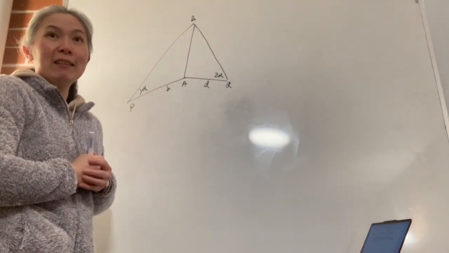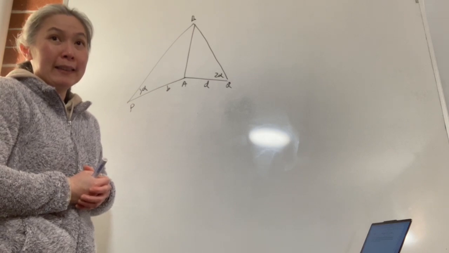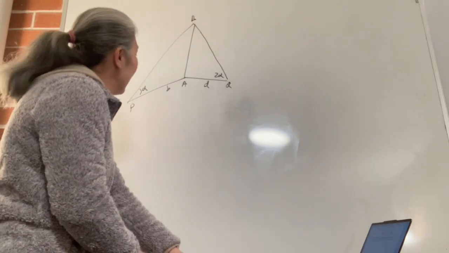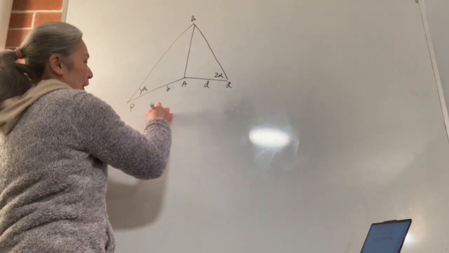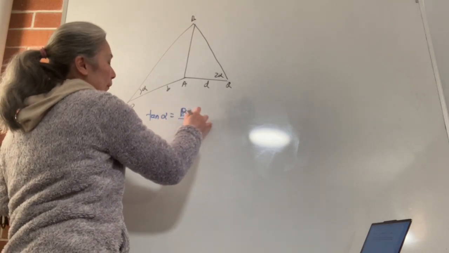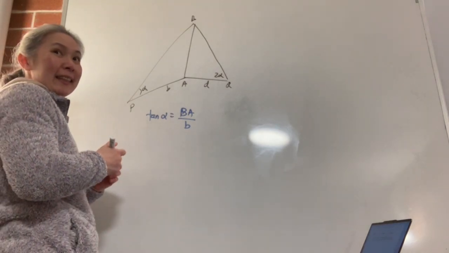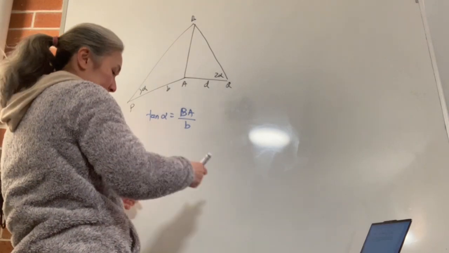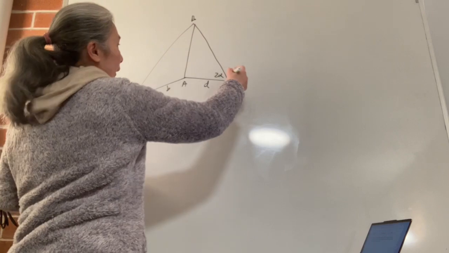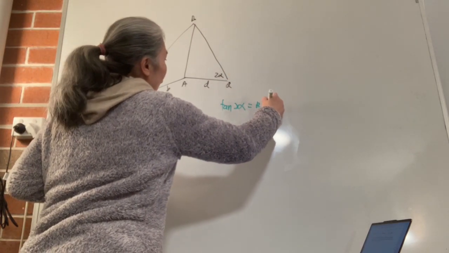From what we learned just then, from what we did on the OQ and OP, tan alpha equals BA over B. Good. And do the same with the other one. The other one, you can write as tan 2 alpha equal to BA over D.